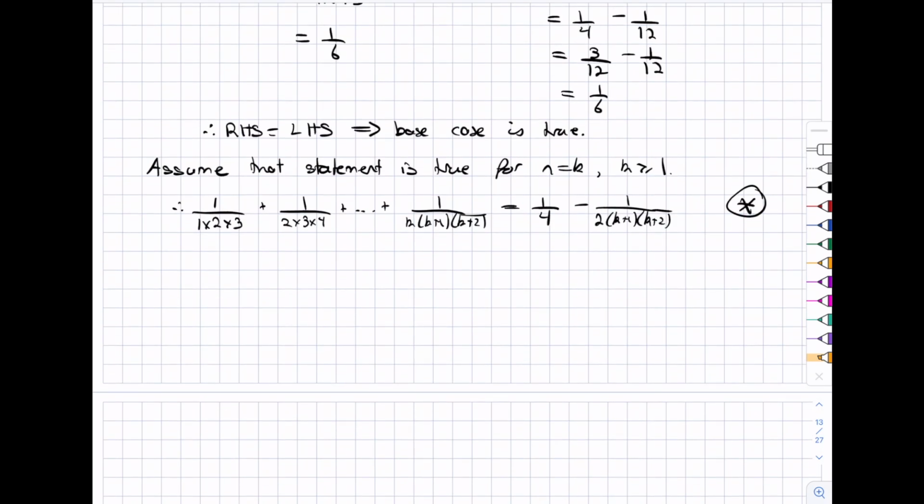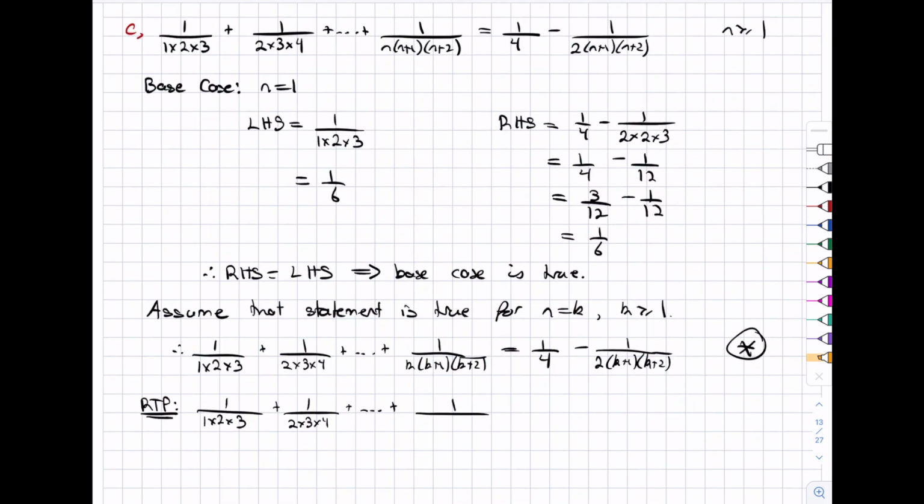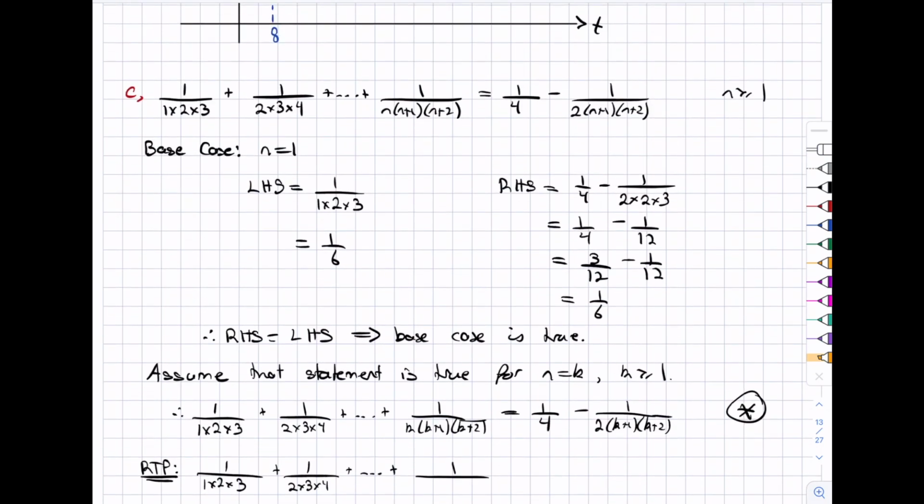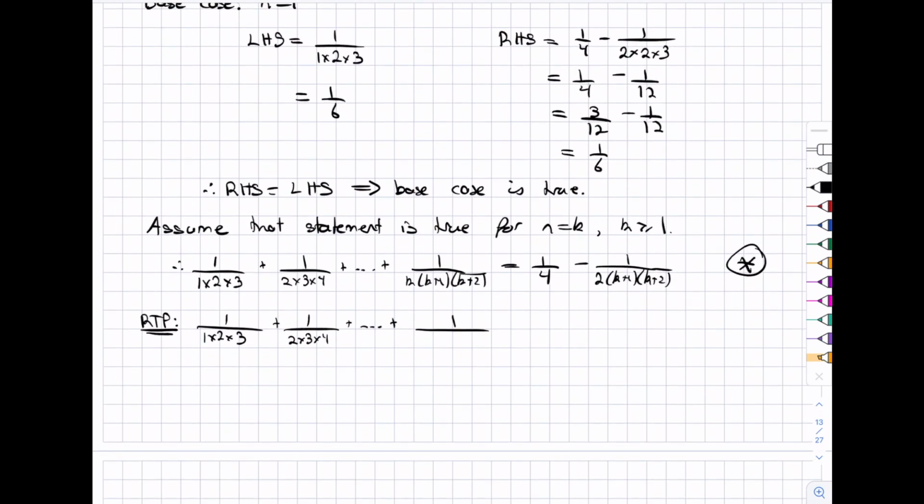Now, what we want to prove is that n equals k plus 1 is true. So we want to prove that 1 over 1 times 2 times 3 plus 1 on 2 times 3 times 4 plus all the way up to 1 over, now I have to substitute k plus 1 wherever I see an n. So that's going to be k plus 1, k plus 2, k plus 3. I want to show that that's equal to a quarter minus 1 over 2 times k plus 2, k plus 3.